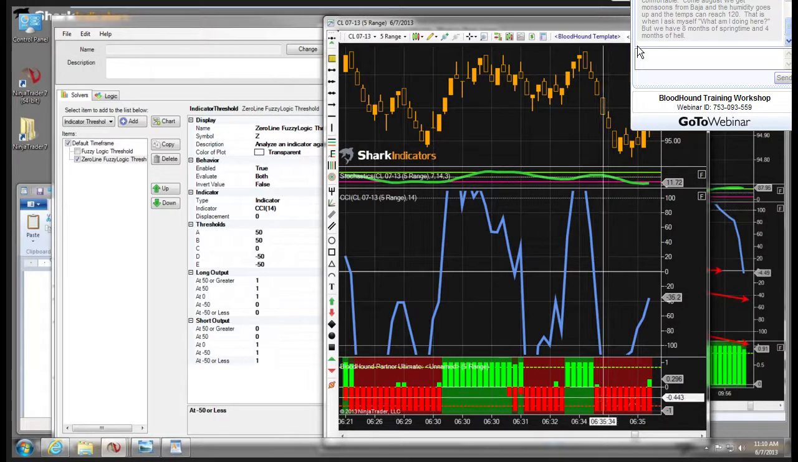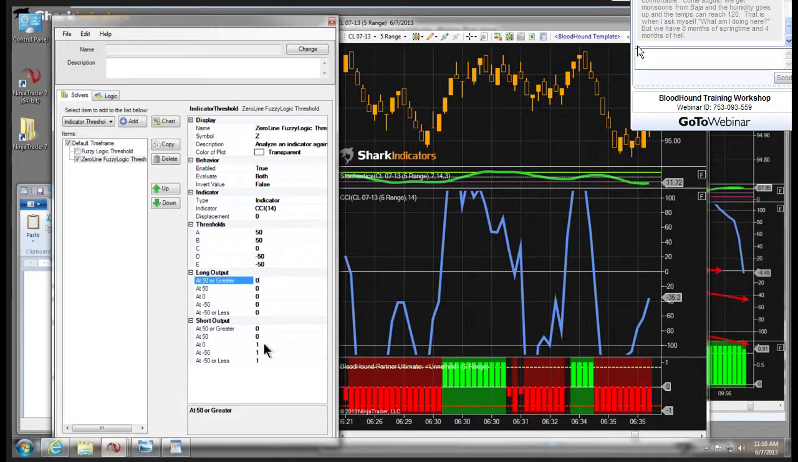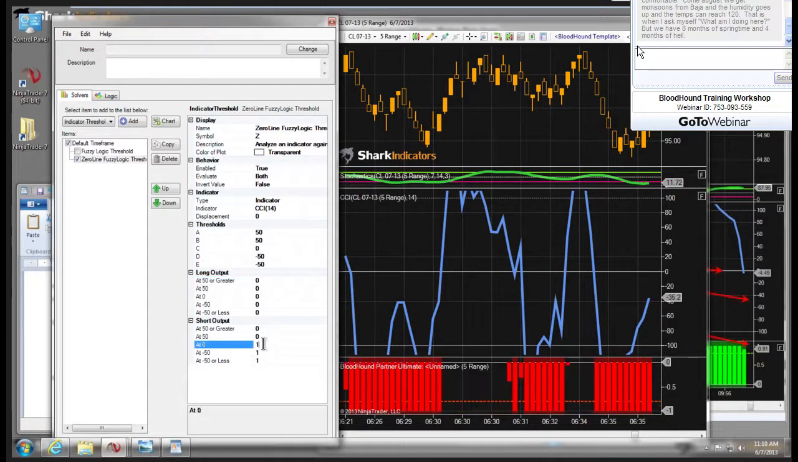So we can see on the short output here. Let me remove the long outputs so that we just focus on the shorts. Right now our CCI is at -35, so we're definitely below the zero line. And we can see our output here is at -1, or 100% confidence to the short side, that we are below the zero line.